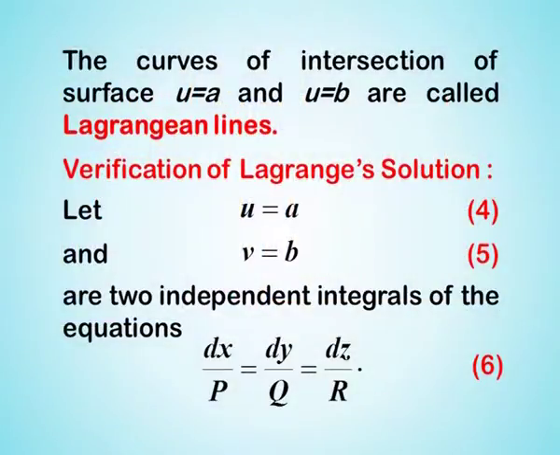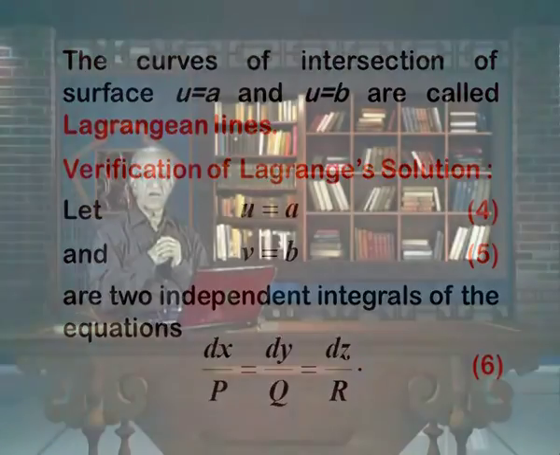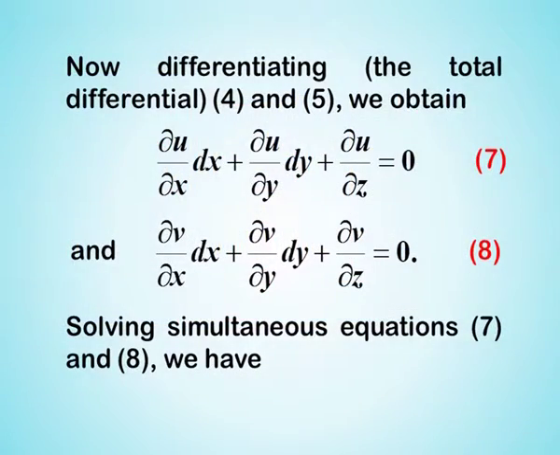We suppose we begin like this, that u is equal to a and v is equal to b are two independent integrals of the equations dx upon p equal to dy upon q is equal to dz upon r. The same thing, we are coming from equation 1 carried over. We differentiate. So, we write differentiating.